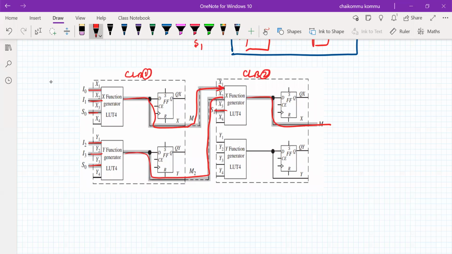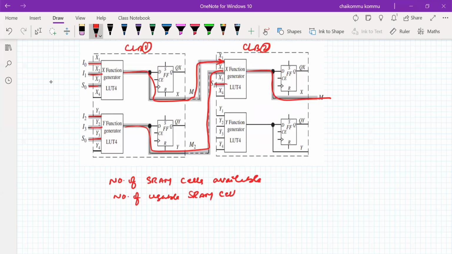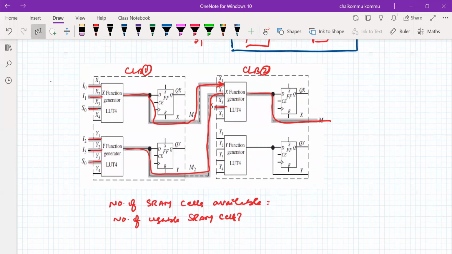In this process, can I ask you how many usable SRAM cells are utilized? So the number of SRAM cells available, out of which how many usable SRAM cells are there? Can anybody guess? I'm using the two CLBs. According to this notation, how many SRAM cells are available?